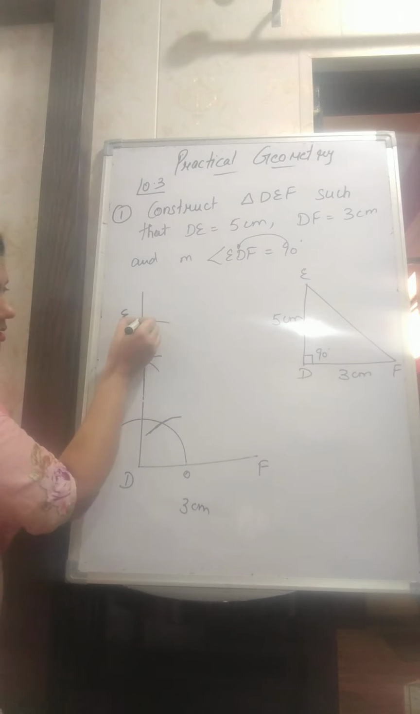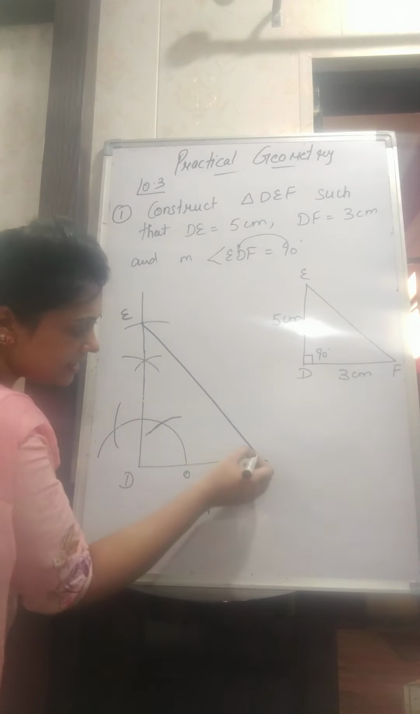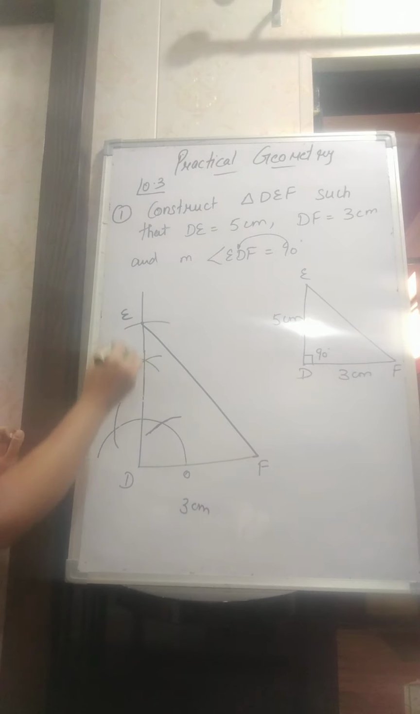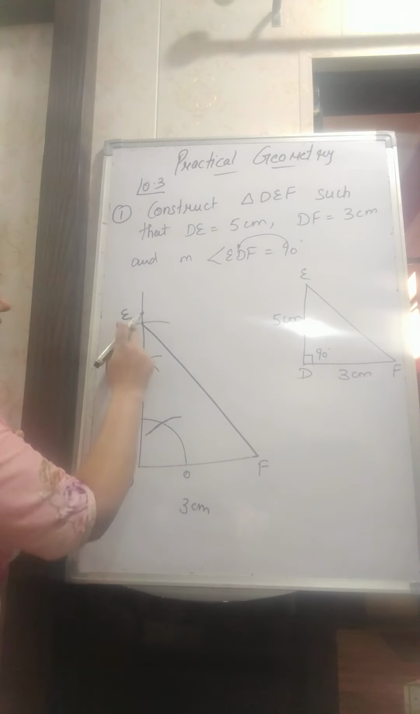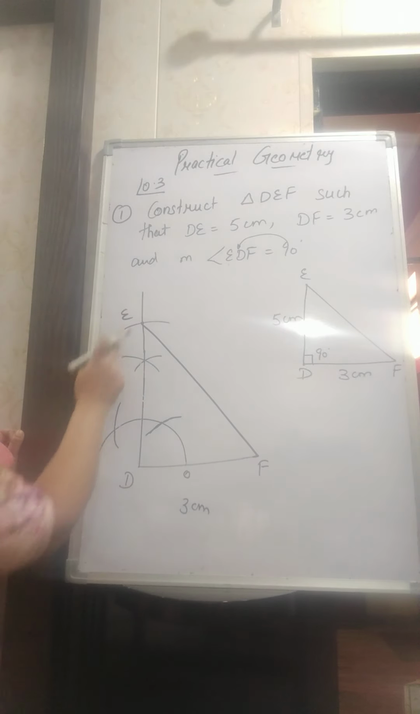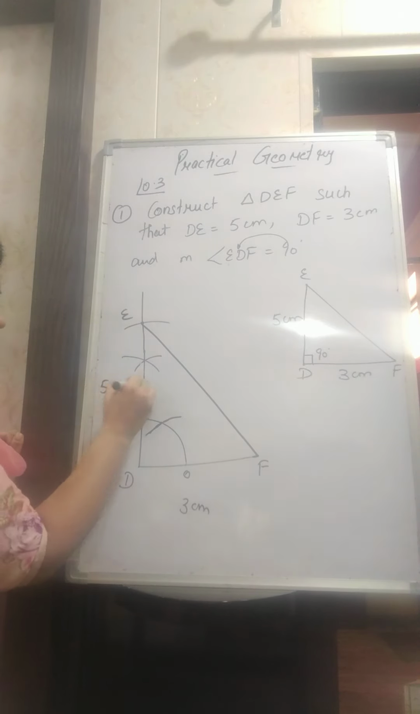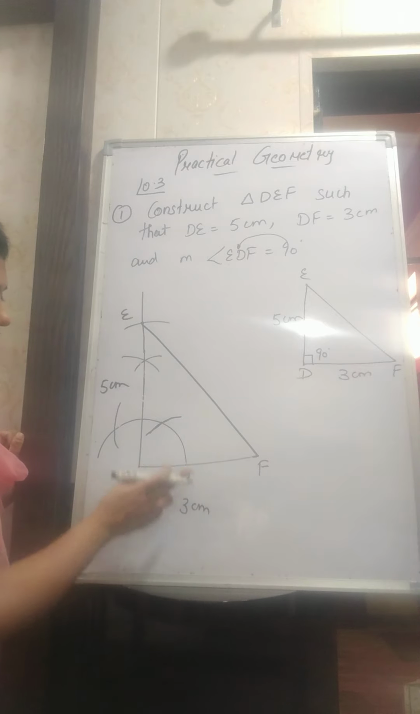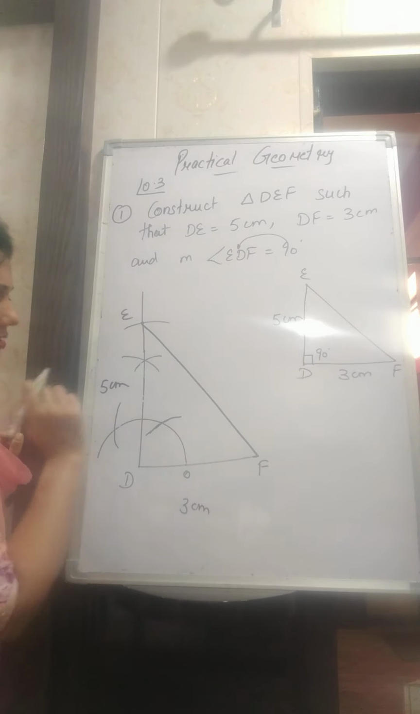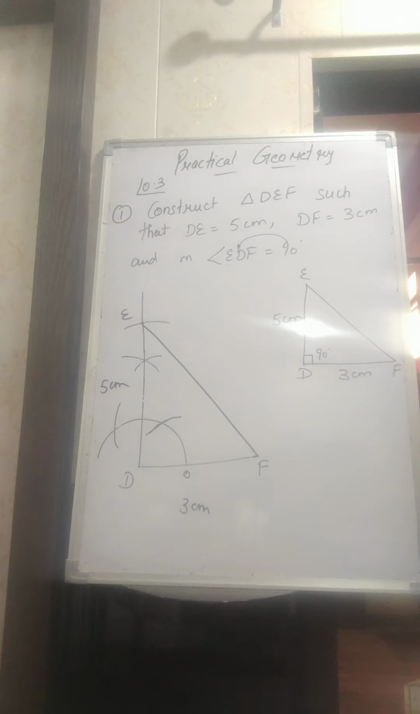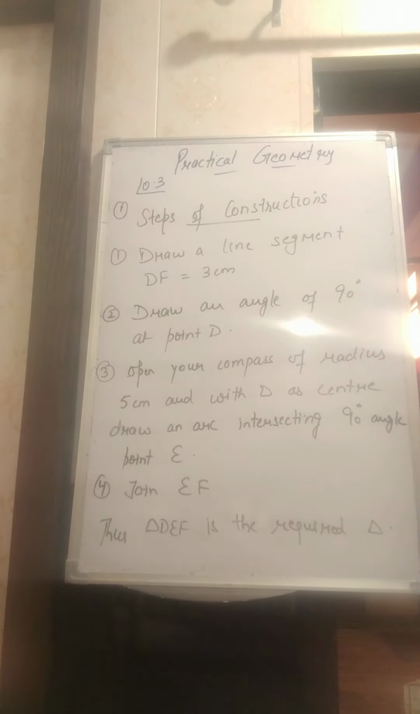Now with the scale, you will join EF, right? So therefore, this is the triangle DEF, where DE is 5 centimeter, DF is 3 centimeter, and angle EDF is 90 degree, right? So students, these are the steps of construction of question number 1 we have done right now.